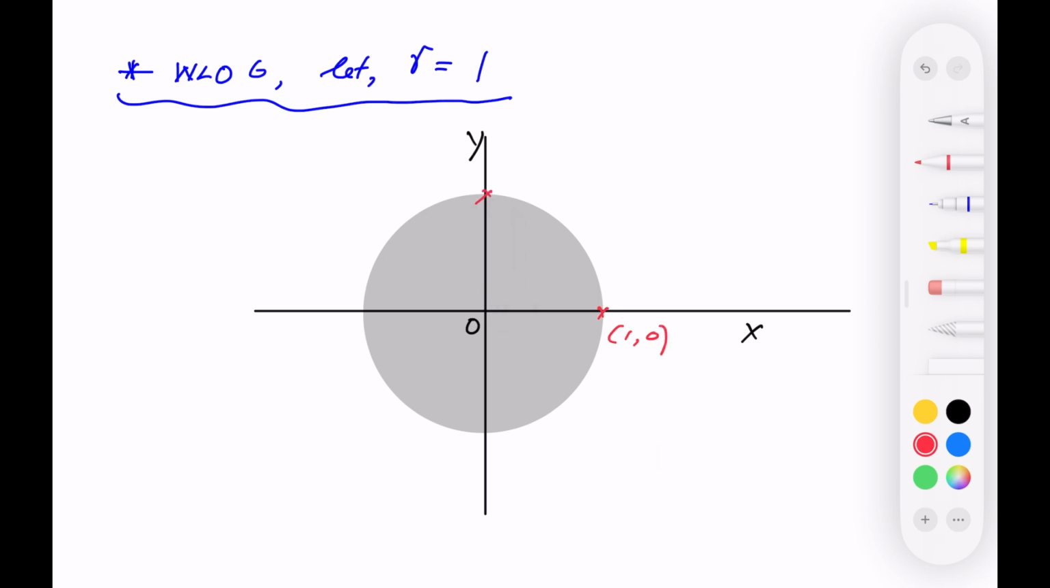Right here, the endpoint must have 0 as x coordinate and 1 as the y coordinate. Right here, x coordinate should be equal to negative 1, the y coordinate is equal to 0. Right here, the x coordinate is equal to 0 and the y coordinate is equal to negative 1. Why all of that? That is because the radius of this circle was taken as equal to 1. I hope finding these coordinate points is not a difficult task.